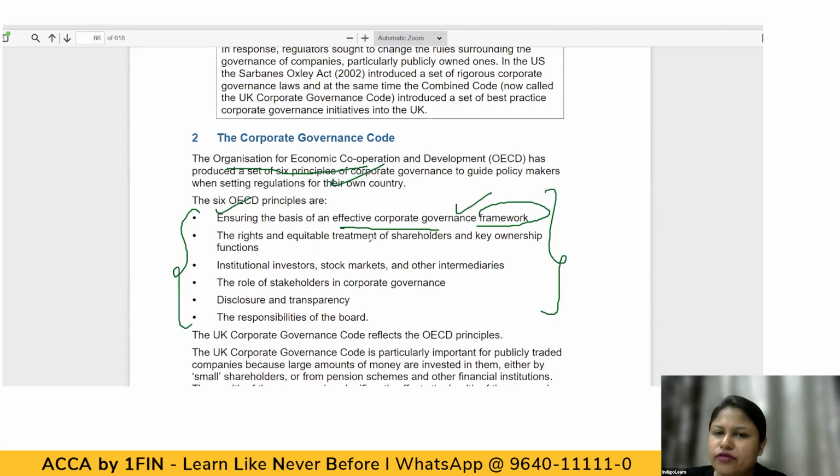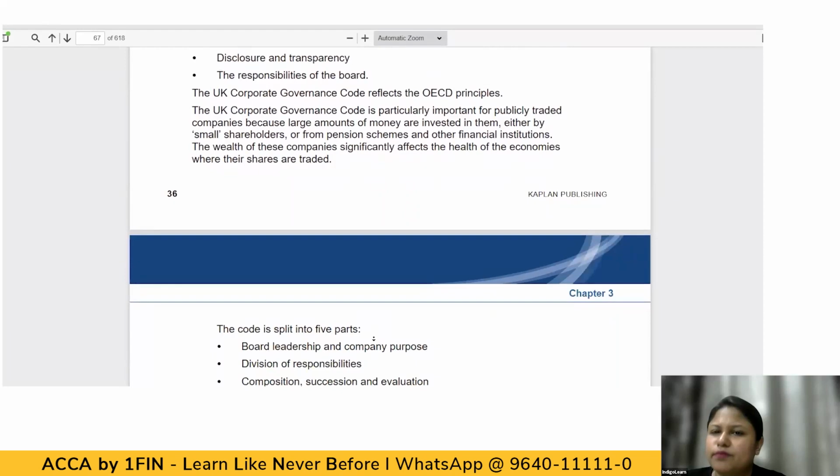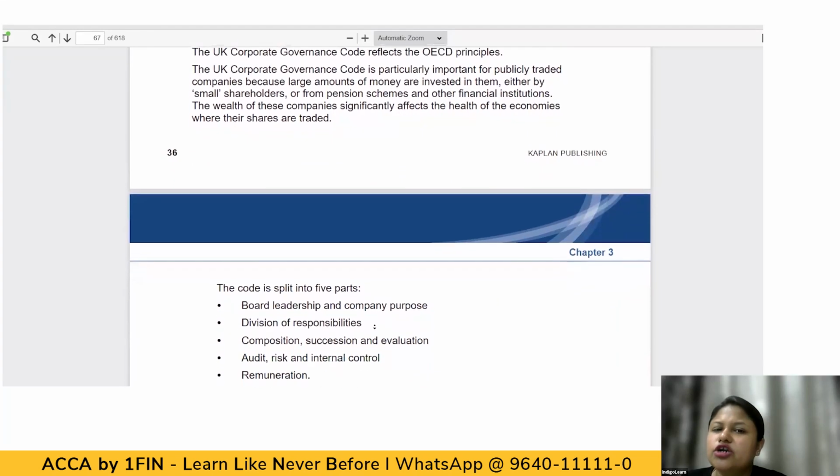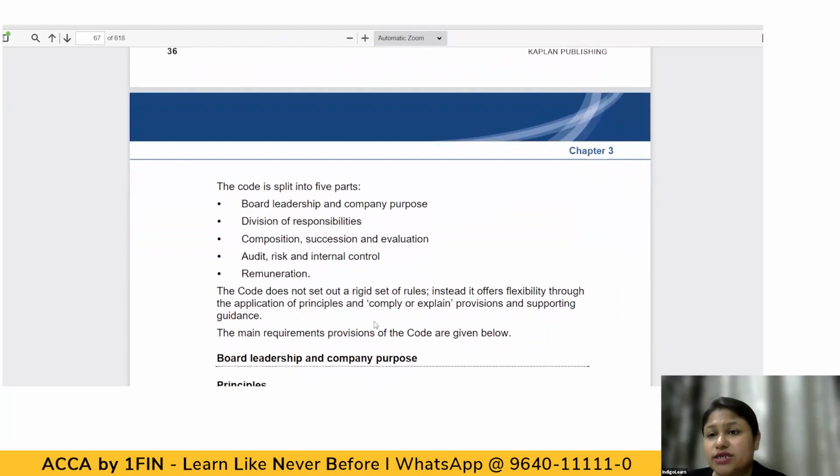So first, you have a good framework. Then right and equitable treatment of the shareholders and the key ownership functions. Institutional investors, stock market, other intermediaries for them. Role of the stakeholders. Disclosure and transparency, and the responsibility of the board. So they have set out proper principles with regard to all of these. And if you really follow them properly, then it is assumed that the corporate governance practice you are following is good.